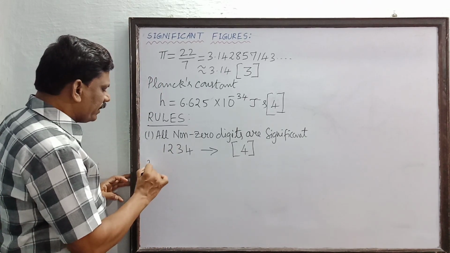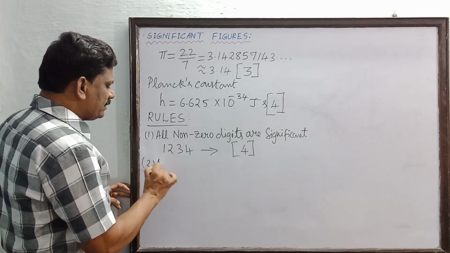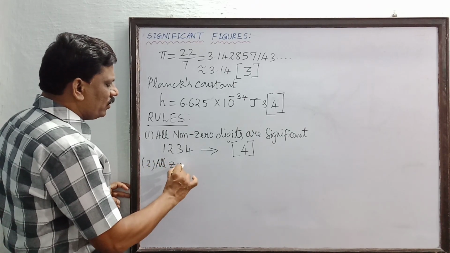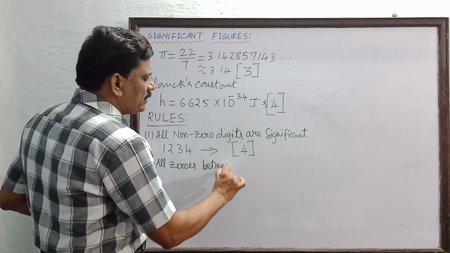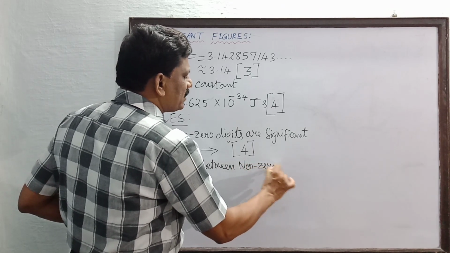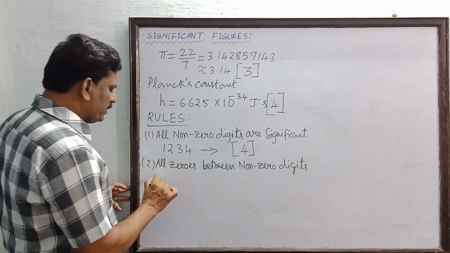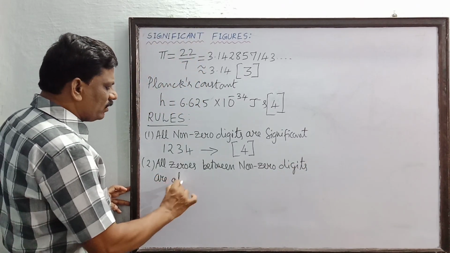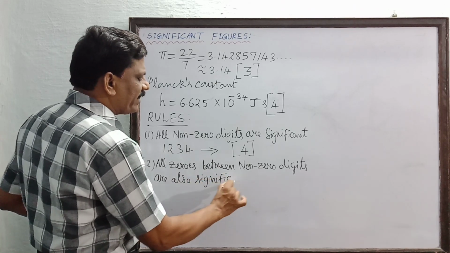Now what will happen if some zeros come in between? All the zeros between non-zero digits are also significant. They are also significant, which means they have some significance.